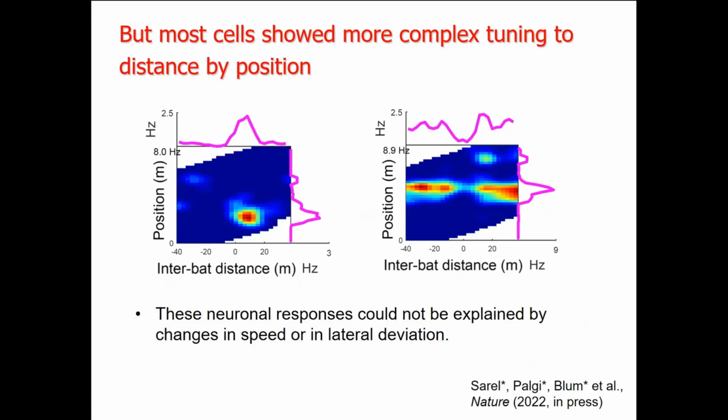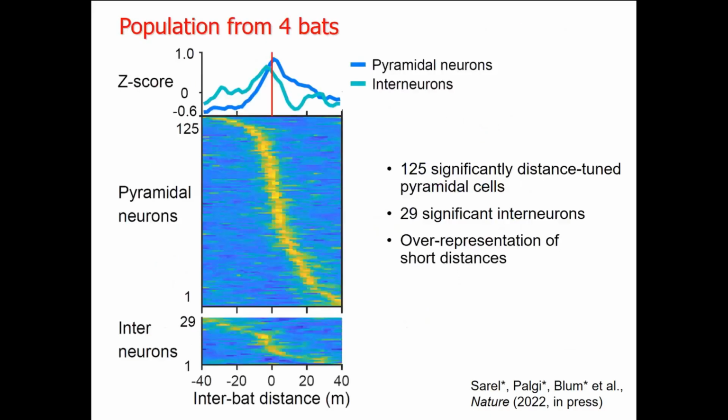These neurons, these responses could not be explained by changes in speed or lateral deviation or anything like that. We had controls for that. This is not published yet, but it's actually been accepted for publication a few days ago. So you'll see this out very soon.